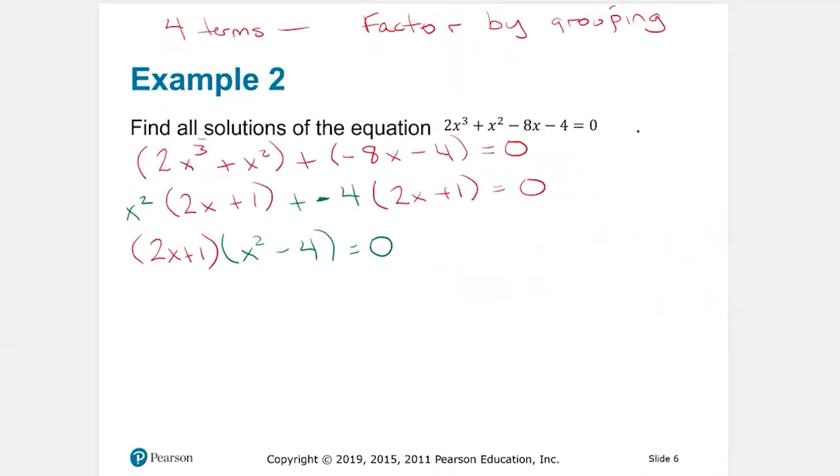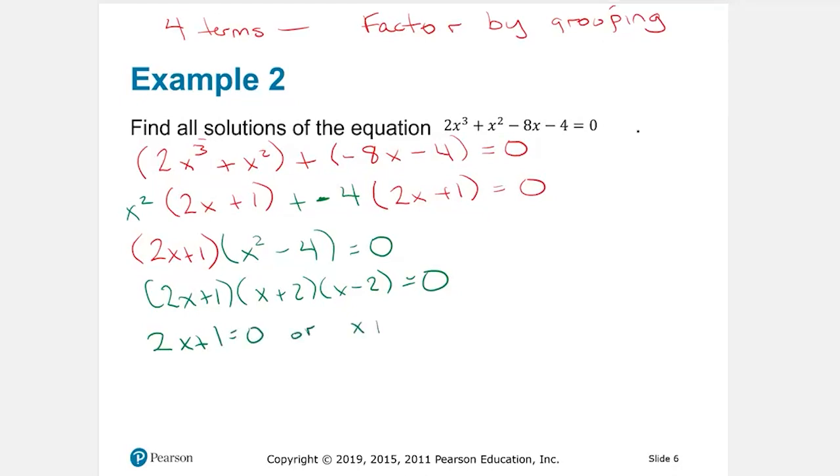Okay? If I were to want to factor more, I could say this is 2x plus 1 times x plus 2 times x minus 2 equals 0. I already found my solutions to 2 and minus 2. So basically, I'm just going to say let 2x plus 1 equal 0, or x plus 2 equals 0, or x minus 2 equals 0, which gives me, so if I subtract 1 from both sides, I get 2x equals negative 1. Divide both sides by 2.